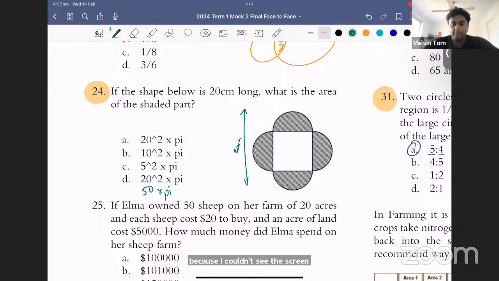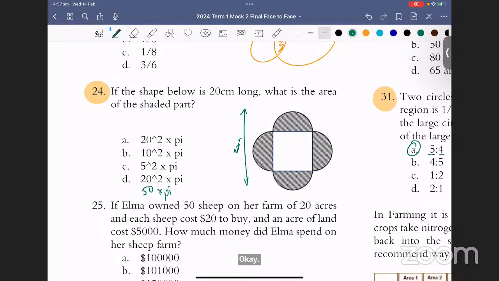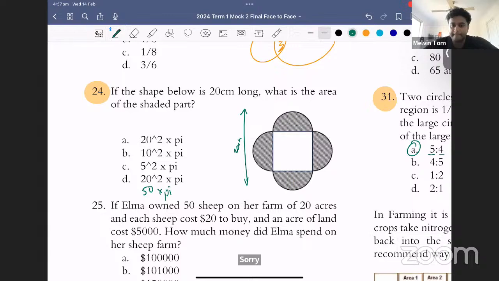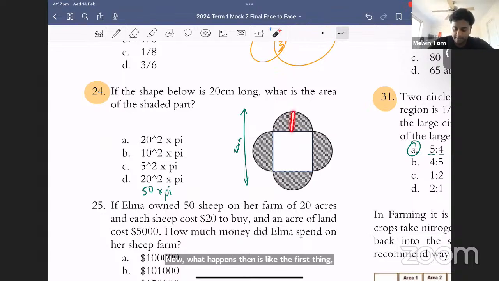Okay. So would you like me to go through this question or not? Yeah, I do want you to. Okay. So for this question, the whole shape is 20 centimeters long. The first thing most of you would assume is that this, plus the distance of the square, plus this radius of the circle should all add up to 20. So most of you would think, all right, this is 5, this is 10, and this is 5.